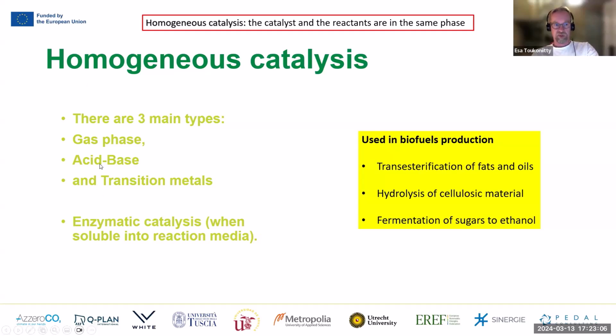Acid-base catalysis is a typical example. This is used, for example, in the hydrolysis of biomass, where acid catalysts will do the job. Another example is the transesterification of triglycerides, making fatty acid methyl esters, biodiesel. There one can use either an acid or a base catalyst, and that will speed up the reactions. In fermentation, in principle, if you have a soluble catalyst, one can also have homogeneous enzymatic catalysis. These are just certain examples.